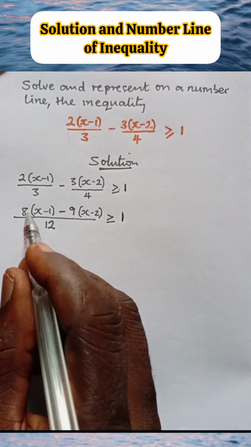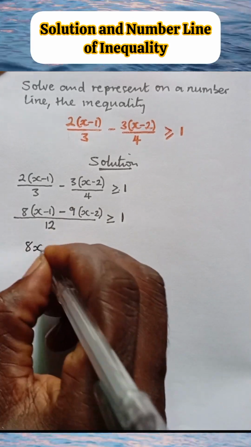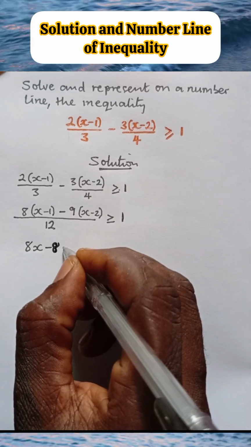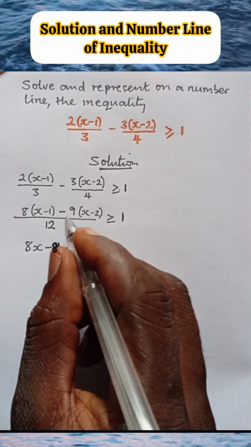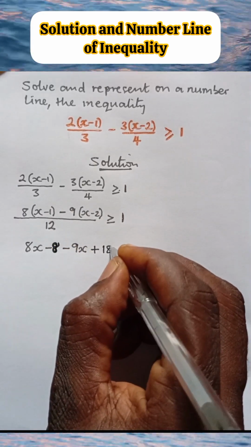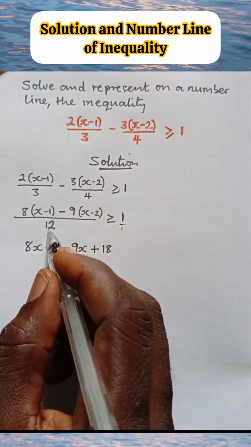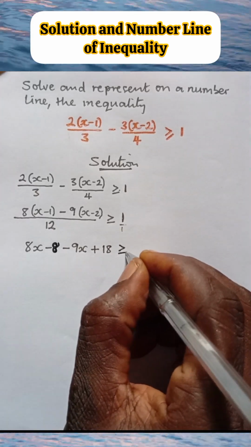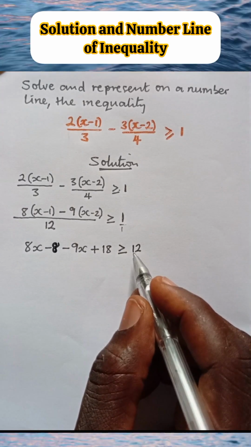Now let us open up the bracket and expand. 8 multiplied by x gives us 8x. 8 multiplied by negative 1 is negative 8. Then negative 9 multiplied by x is negative 9x. Negative 9 multiplied by negative 2 gives positive 18. Now we are going to cross multiply so that 12 comes this way to multiply 1. So we have greater than or equal to 12, because 12 multiplied by 1 is 12.